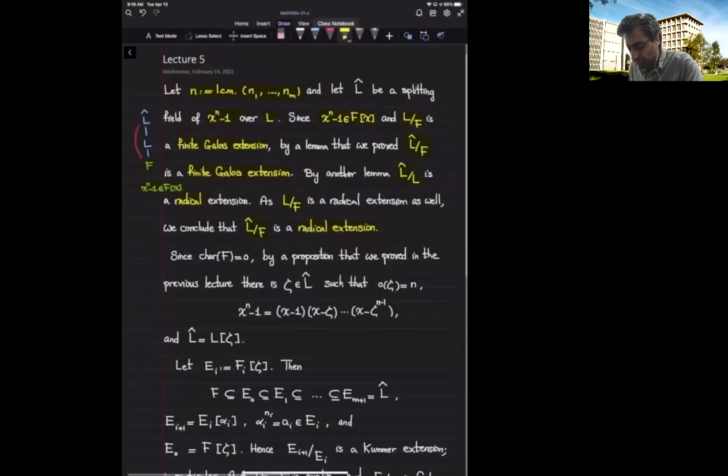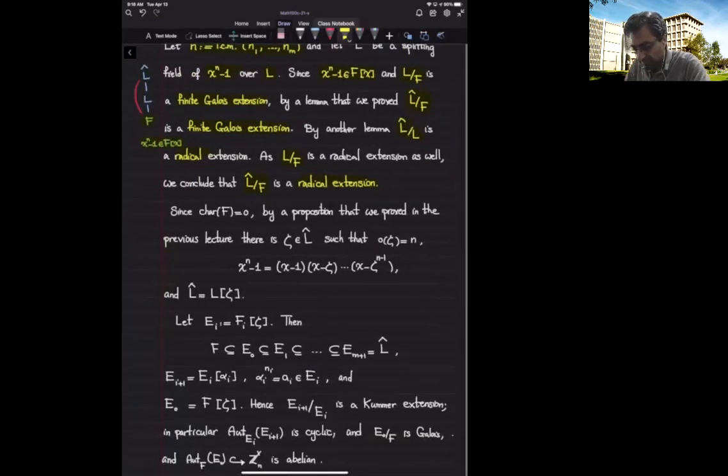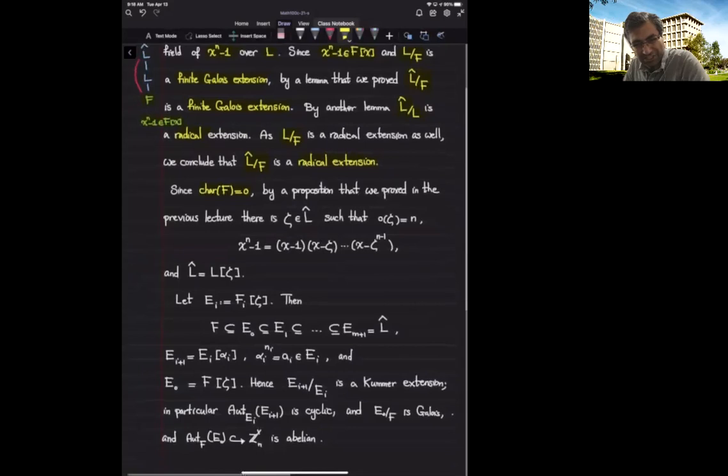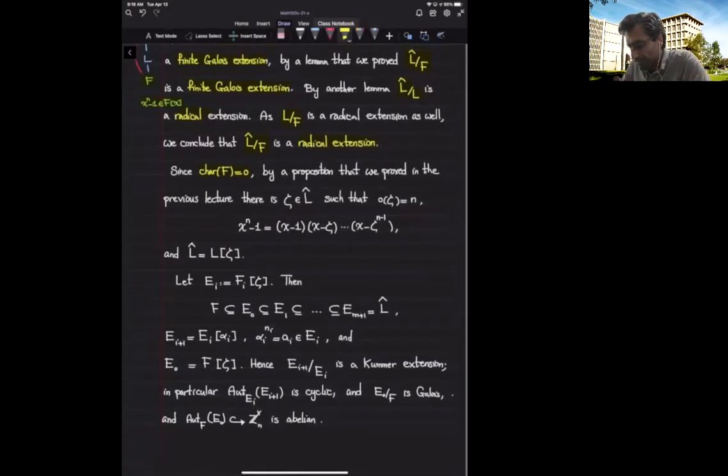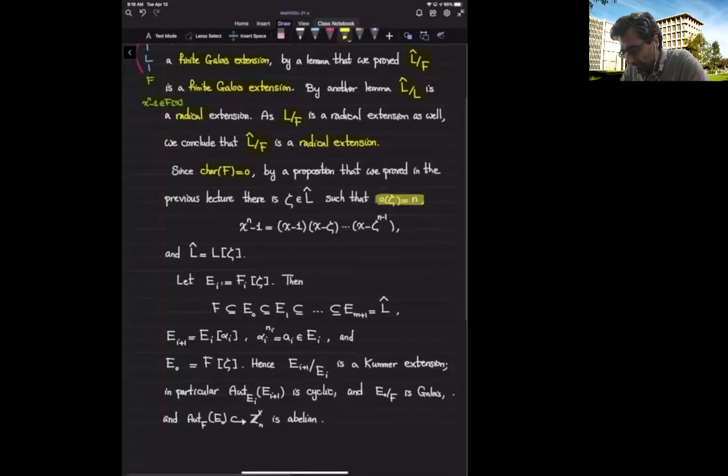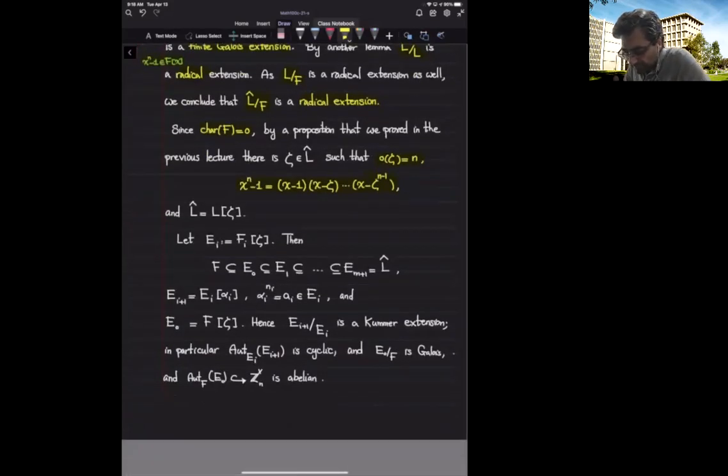So when I add this root of unity, zeta, characteristic is 0, we have proved in the previous lecture that when characteristic is 0, then x to the n minus 1 has n distinct zeros. And from there, we deduce that there are elements that have order n inside this splitting field. And all the zeros would be powers of this zeta. So x to the n minus 1 would be the product of x minus zeta to the power i's. And the splitting field L hat is nothing but joining zeta to L.